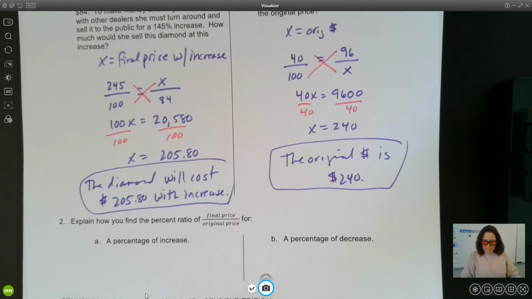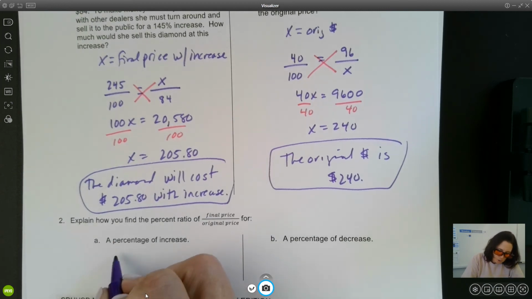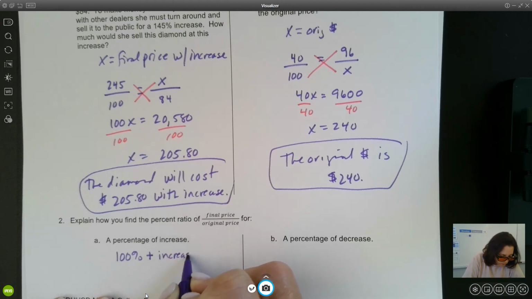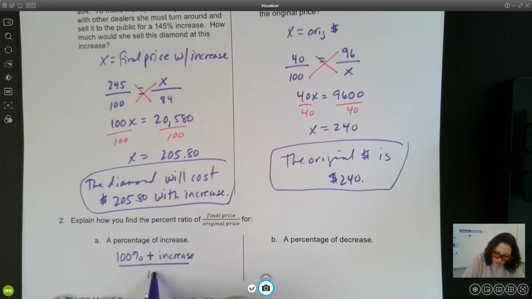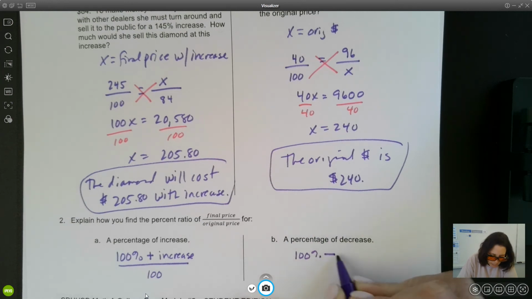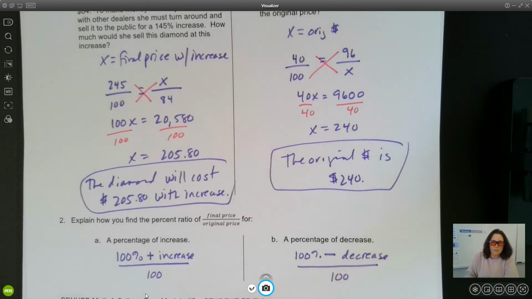All right, explain how you find the percent ratio, final price over original price for a percentage of increase. So you're going to take the 100% and add the increase over 100. And then over here, the decrease, you're going to take 100% and subtract the decrease over 100. Those are your formulas that we've been working with on this whole lesson so far. Okay, we've got one more to do on the back page.